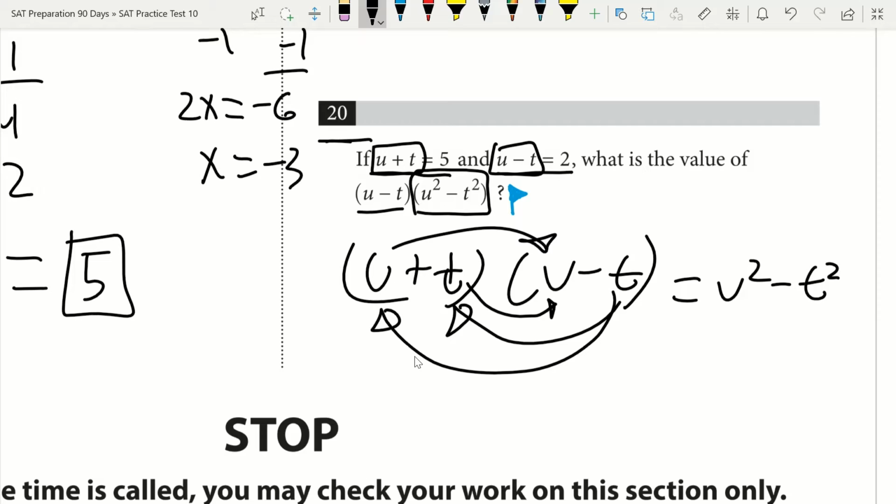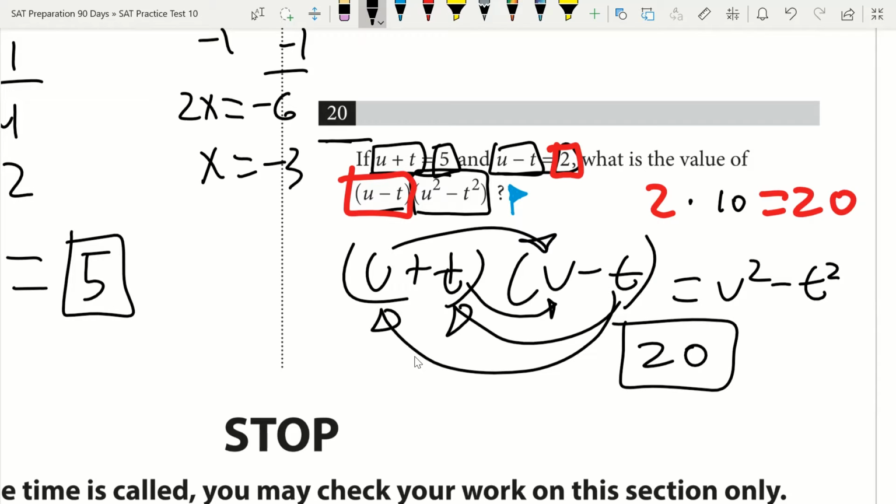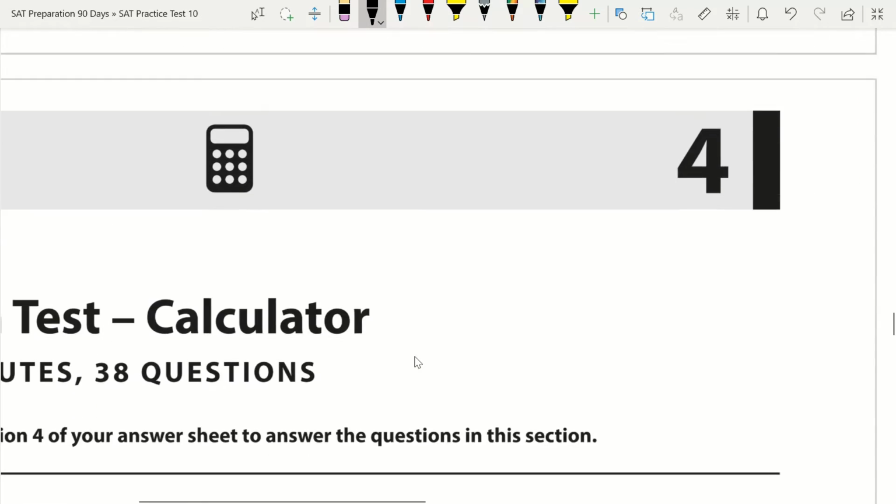Thus, what we can do is take this 5 and multiply it by 2, giving us 10 for that u squared minus t squared value. Thus we have 10 times this u minus t, which I'll put in red, which we know is equal to 2. Thus we have 2 times 10, giving us our answer of 20. So 20 will be our correct answer there. Understanding difference of perfect squares really helps you move through that one a lot faster.